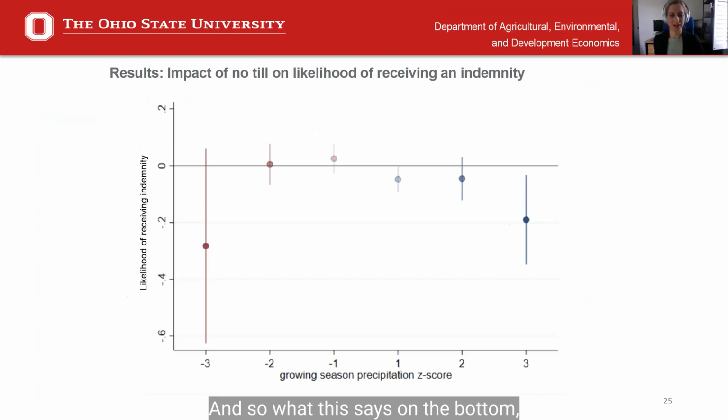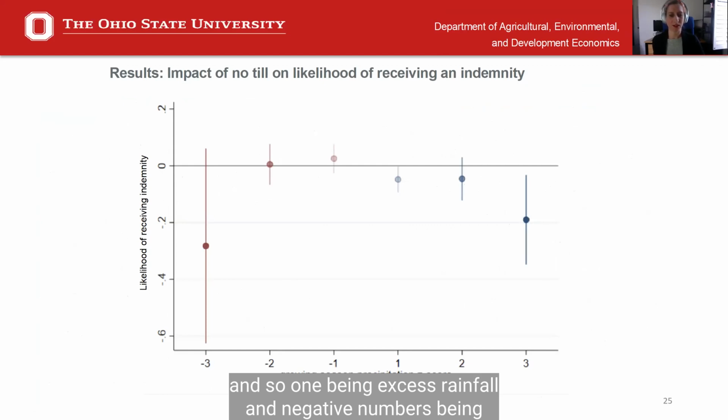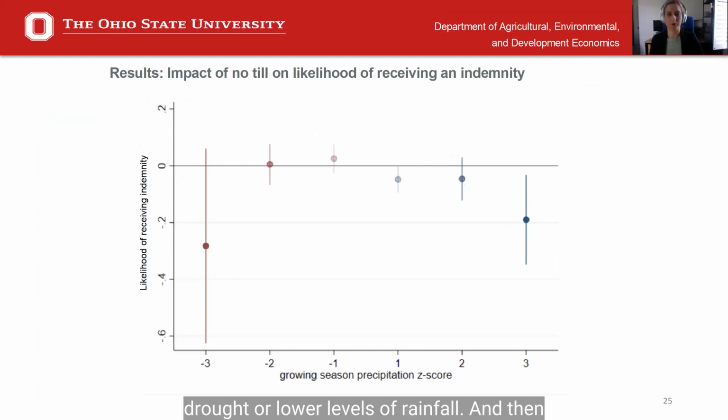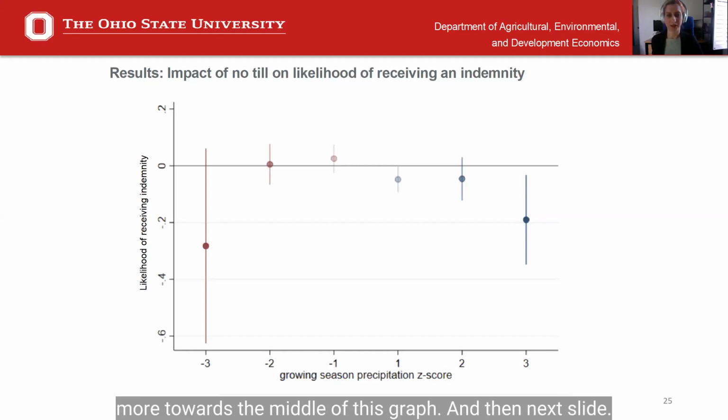And so what this says, on the bottom, we have the z-score, so the extremeness of a growing season's weather relative to its mean. And so 1 being excess rainfall, and negative numbers being drought or lower levels of rainfall. And then on the y-axis, we have the likelihood of receiving an indemnity. And so what we're able to do is show the impact of no-till acres on the likelihood of an indemnity being received in that county in that year. And so you can see a sort of U-shaped relationship where at the more extreme ends of the weather distribution on either side, the presence of no-till acres makes it less likely that an indemnity has been received, and that effect sort of goes away as the weather becomes less extreme, more towards the middle of this graph.